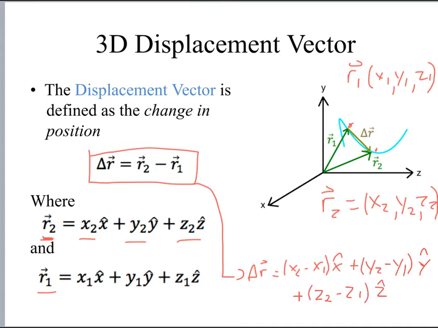But what is x2 minus x1? That's just delta x. What is y2 minus y1? That would be delta y, and so on. And so we can write our delta r in terms of x, y, and z.